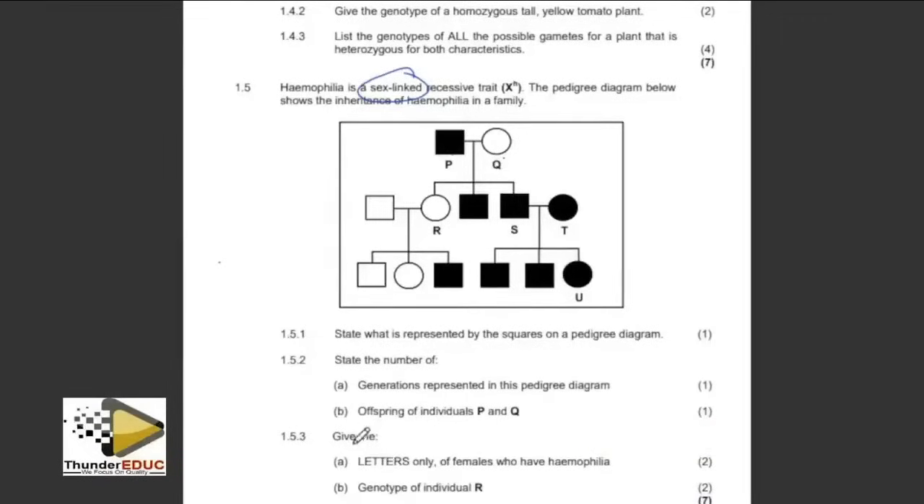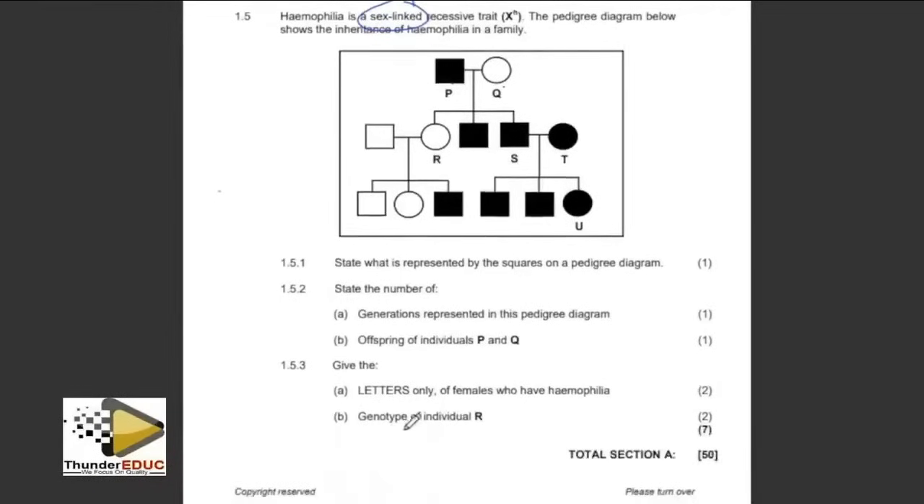They're saying, give the letters of only the females who are having hemophilia. The females are T and U. Those are the only 2 people who are having hemophilia. Why? Because they are shaded.